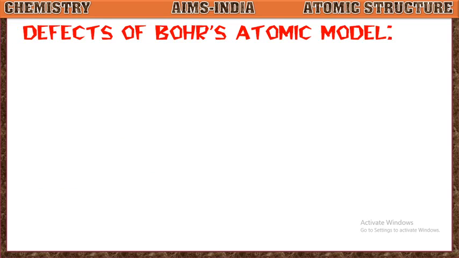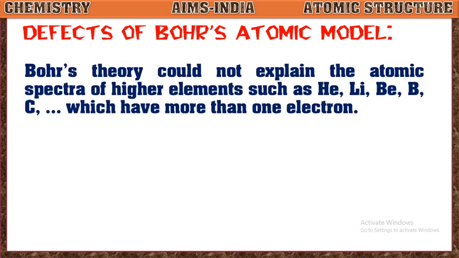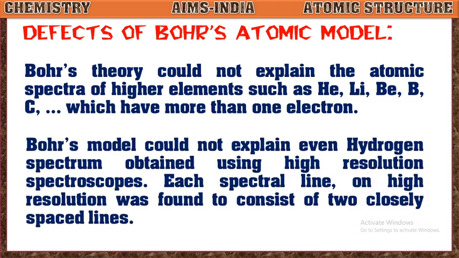Now here we see the defects of Bohr's model of atom. Bohr's theory could not explain the atomic spectra of higher elements such as helium, lithium, beryllium, boron, carbon, etc., which have more than one electron in them. Bohr's model could not explain even the hydrogen spectrum obtained using high resolution spectroscopes. That is, each spectral line on high resolution was found to consist of two closely spaced lines.